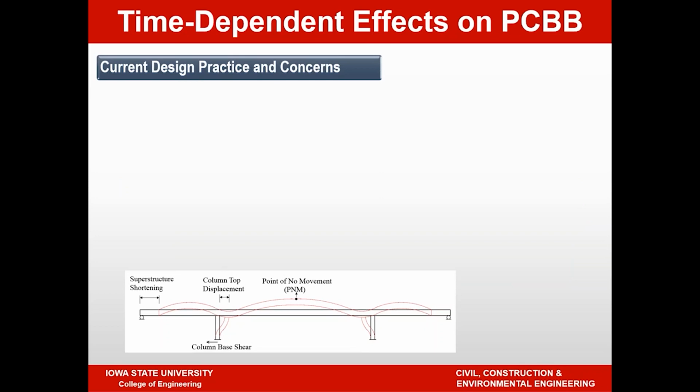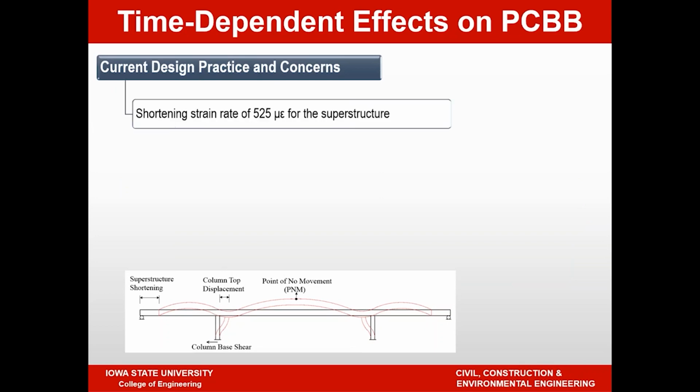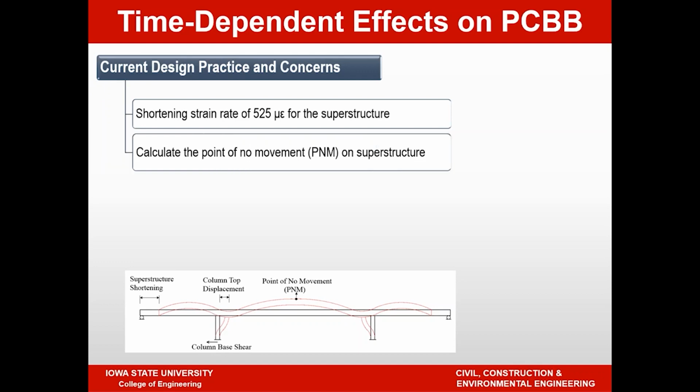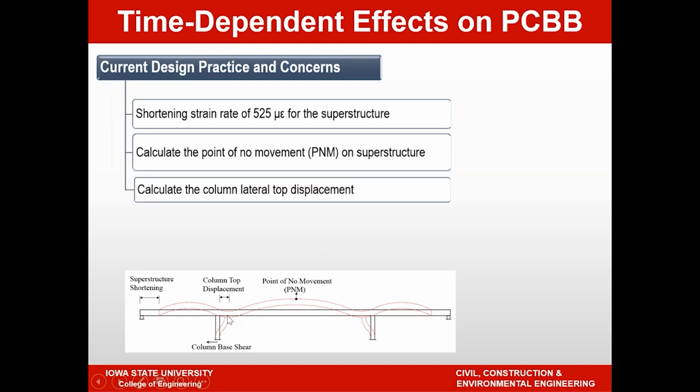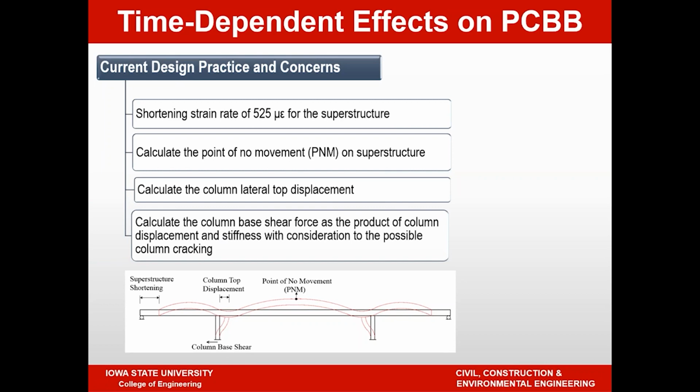Okay, so let's start with the current design practice. In order for you to estimate the column forces, you need to assume a shortening strain rate. Typically, different numbers are used by different agencies. I'm showing you 525 microstrain for the superstructure, which is a number that has been adopted in design practice. Then you will figure out the point of no movement that's shown here. And once you know the strain rate and the point of no movement, you can figure out the amount of deformation that the column will experience, from which you can calculate the base shear as the product of column displacement times the stiffness, possibly considering the cracking or flexural cracking of the column.